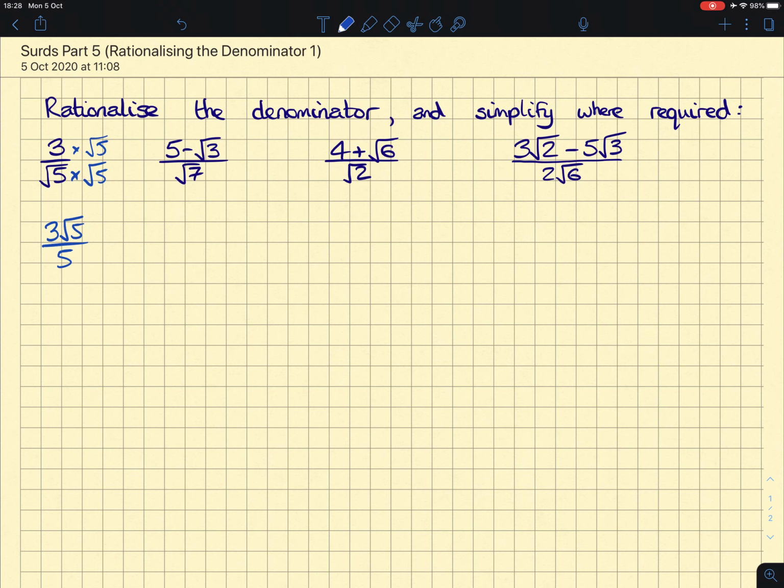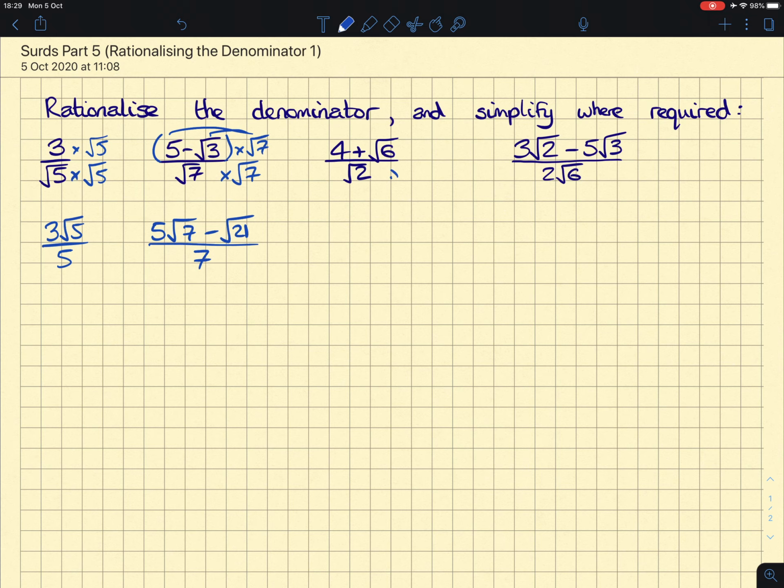Next one, we're going to multiply top and bottom by root 7 in order to make the denominator rational. Careful with the top. If there's more than one term, you're going to have to put brackets in. When we break out these brackets, we'll end up with a 5 root 7 and a minus root 21. And the denominator just becomes 7. There's nothing more that can be simplified here. Root 21 and root 7 cannot be broken down, so we're done.